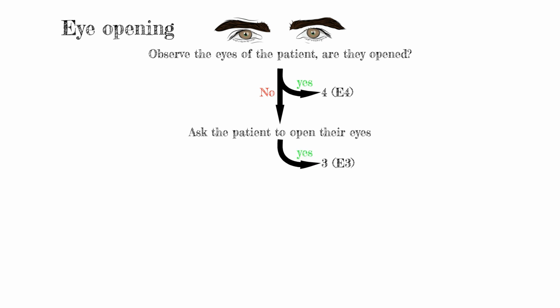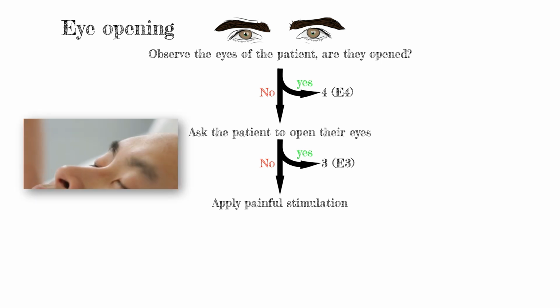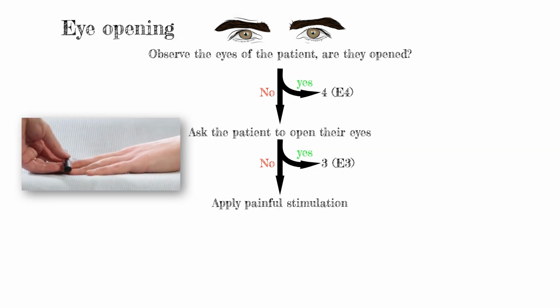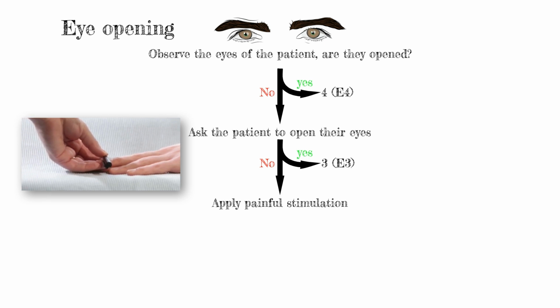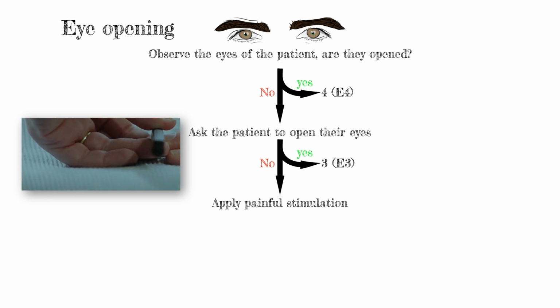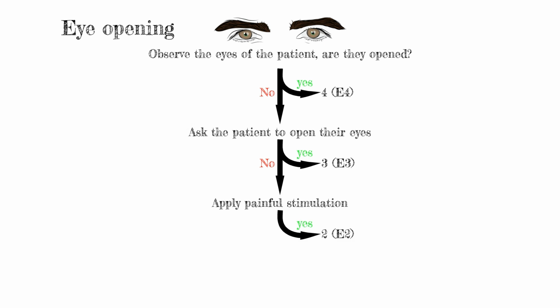But if the patient cannot open their eyes to speech, then apply painful stimulation. We can apply painful stimulation in different ways. The most commonly used are supraorbital pressure and applying pressure on the nail bed with a pen. If the patient opens eyes with painful stimulus application, then the score is 2. If the patient does not open eyes, then the score is 1.